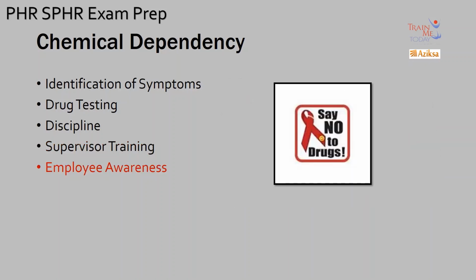Employees need to know the employer's standards regarding the possession, use, or distribution of illegal substances at the workplace. An effective drug awareness program helps employees avoid the use of illegal drugs and know how to discourage the use of drugs among coworkers.